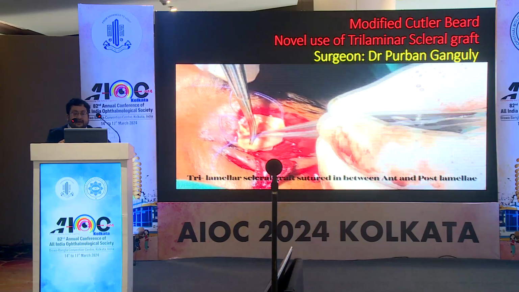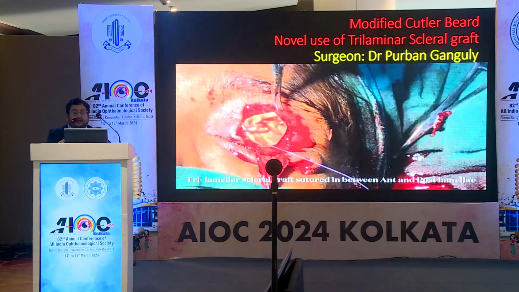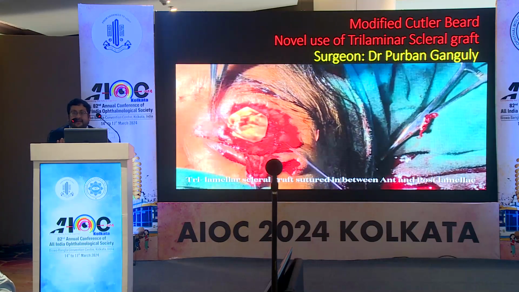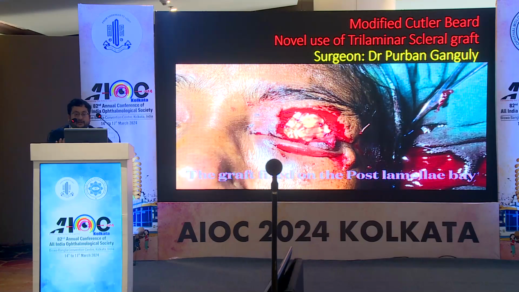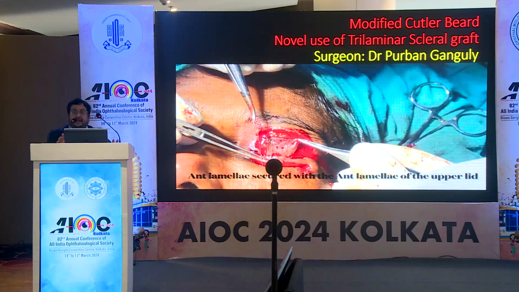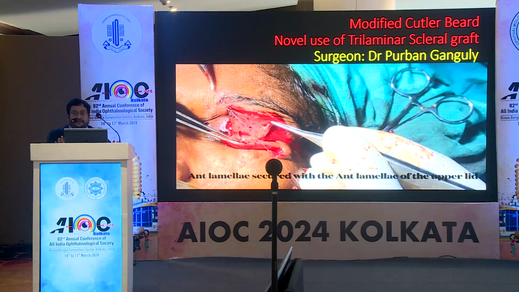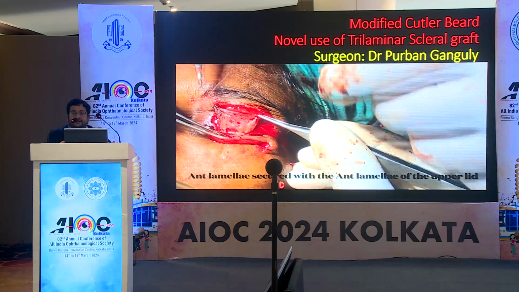Now the scleral graft is being placed. We are fixing the scleral graft with the posterior bay that has been formed. And after putting in the scleral graft, it is looking like this. We can refashion the scleral graft as per the requirement of the created defect. This is the advantage of putting a trilaminar scleral graft.